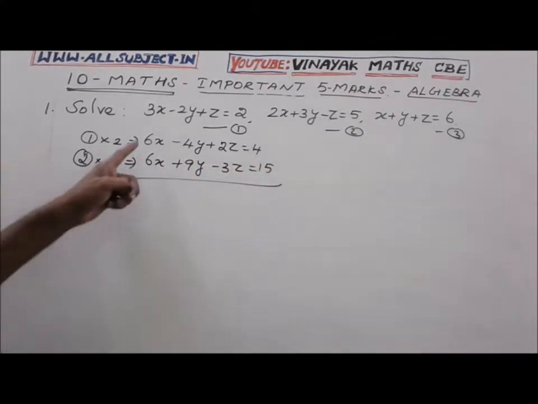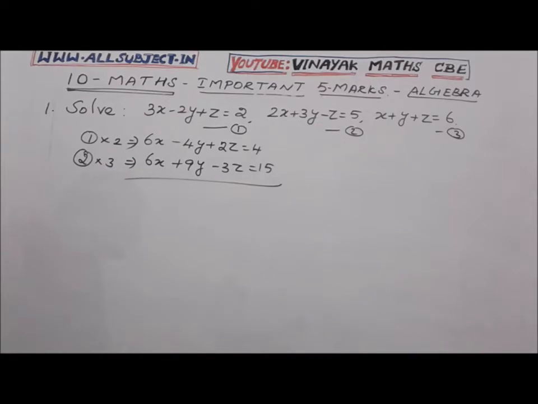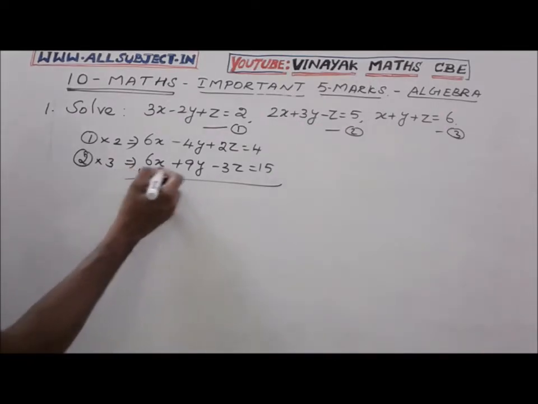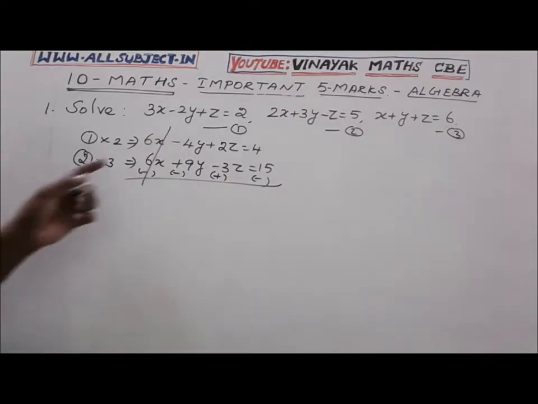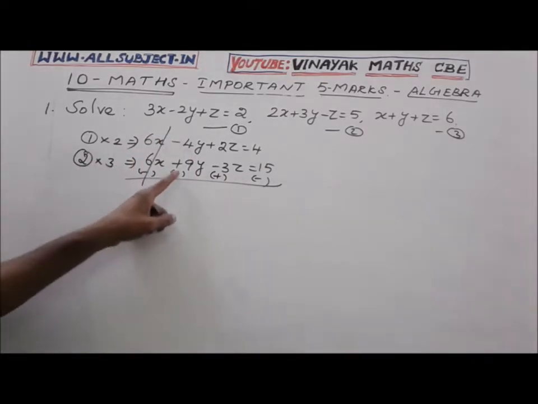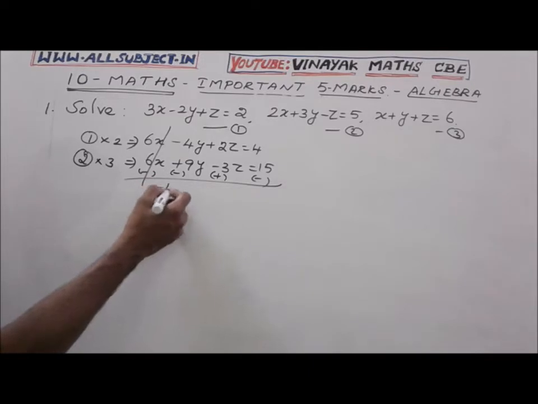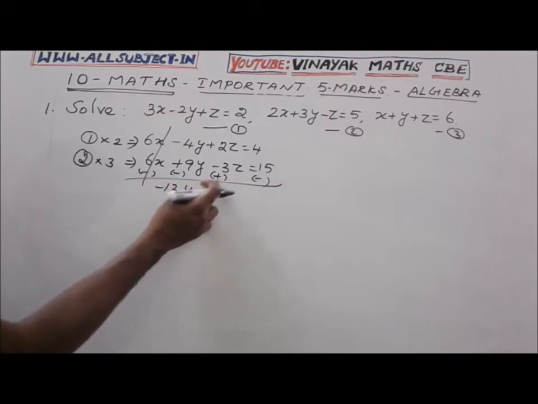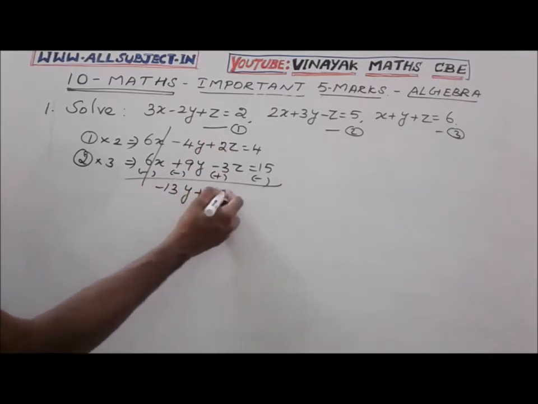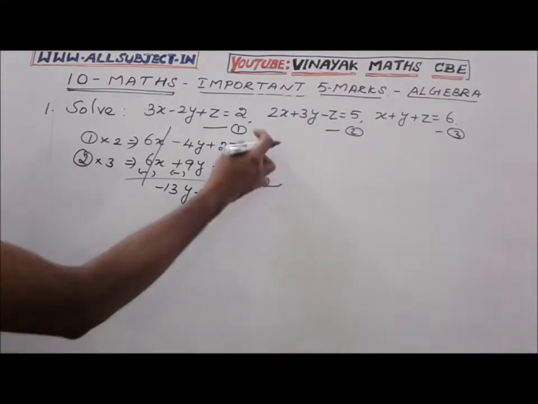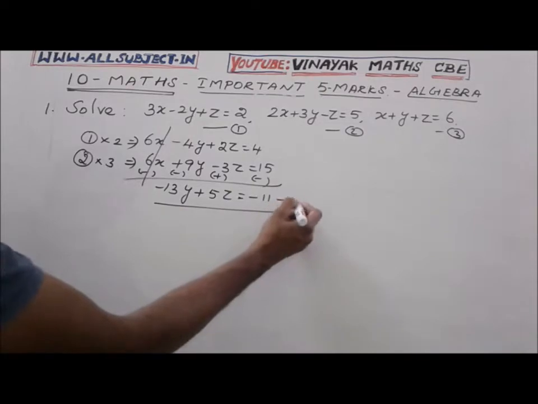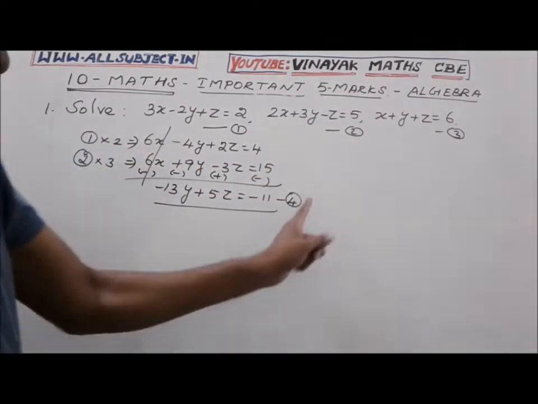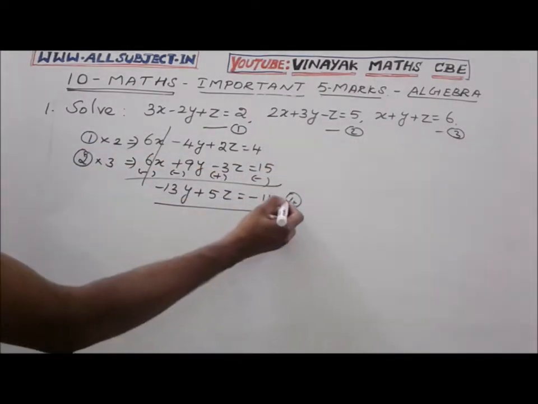Now look at here, the coefficient of both x are equal. We can subtract: minus, minus, plus, minus. These two get cancelled. Now x is eliminated. Remaining are minus 9 minus 4, which is minus 13y, plus 3 plus 2, which is plus 5z, equal to minus 15 plus 4, that is minus 11. Now name it as equation number 4. Already we have three equations here, and this is equation number 4.